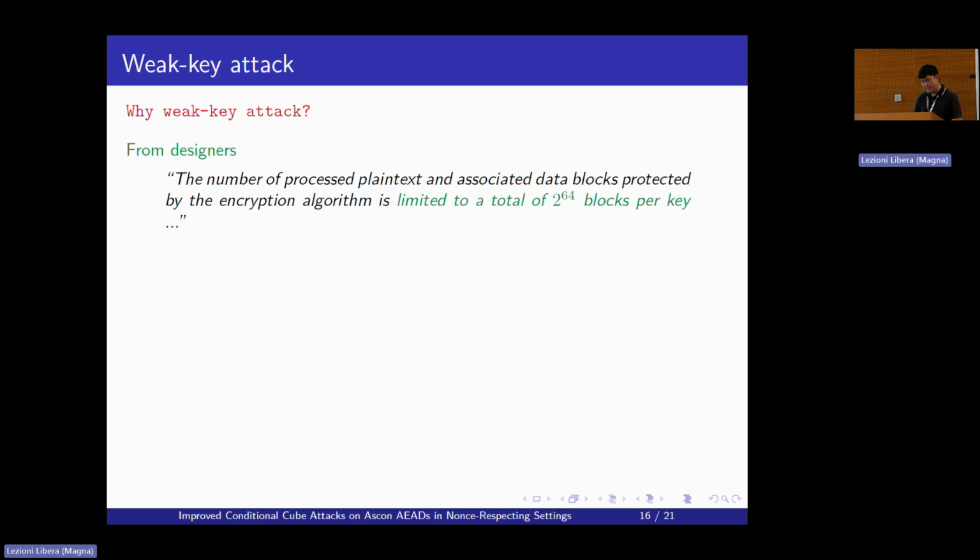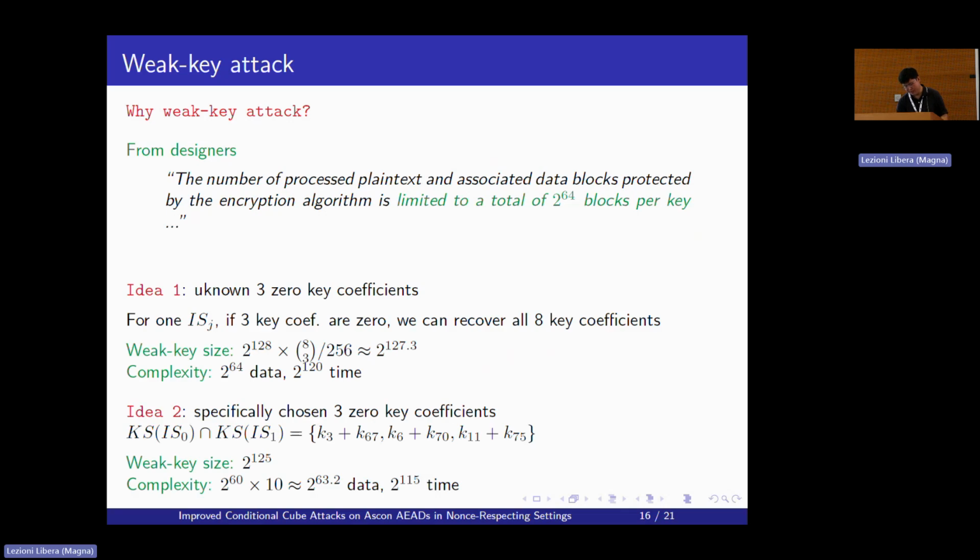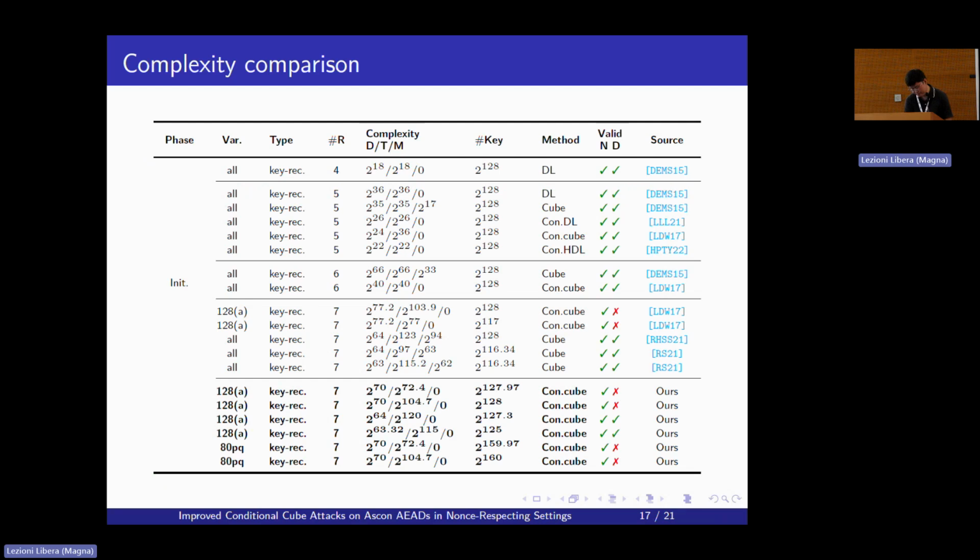Next is the weak key attack introduced in our paper. Why do we want to consider the weak key attack? Because the designers set a limitation on ASCON AAD that one key can protect at most 2 to 64 blocks, so we already break the limitation. So we introduce the key coefficients. It's very simple: you just assume that 3 key coefficients are known, then you can recover other key coefficients with a similar philosophy.